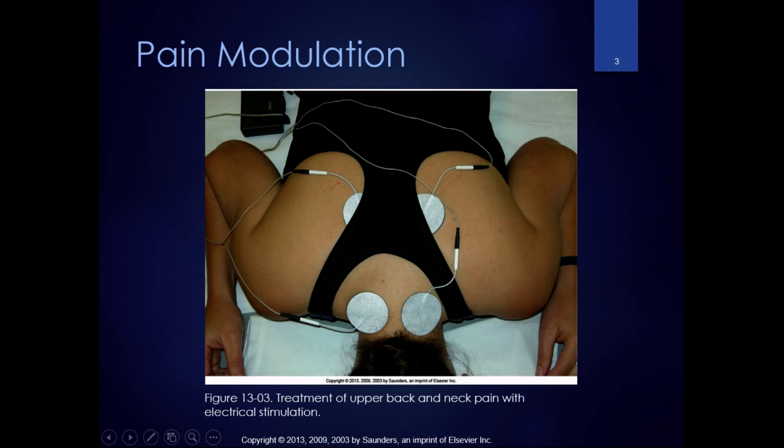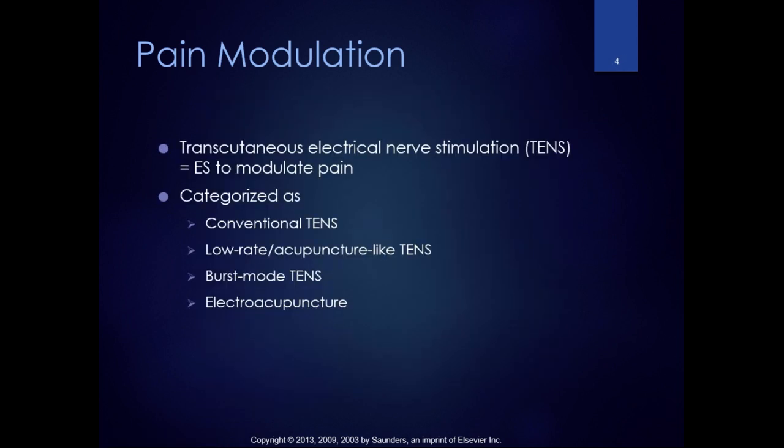Okay, so here's a typical setup for pain modulation, electrical stim. She's got a 2-channel TENS unit there with 4 electrodes, a quadrupolar setup for her upper back and neck pain. And we don't know what setting she's using because we can't tell from just looking at it. So there are a lot of different settings you could use for this.